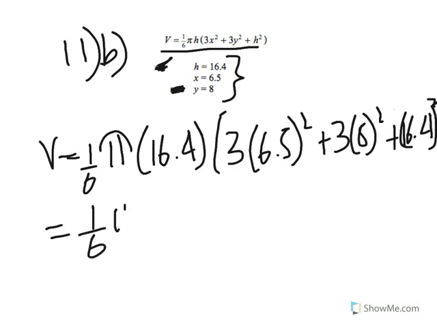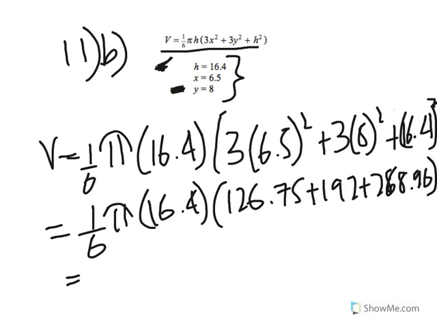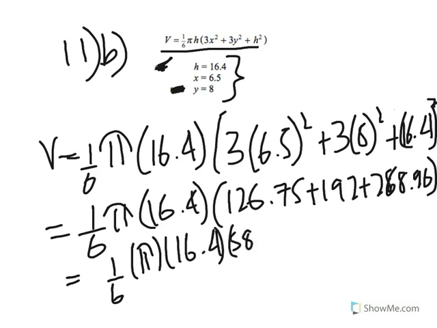You're going to get 1 over 6 pi times 16.4 times 126.75 plus 192 plus 268.96. So if you simplify this further, you're going to get 1 over 6 times pi times 16.4 times 587.71, and that will be equal to 5,047, and this is correct to 4 significant figures, so 5,047.